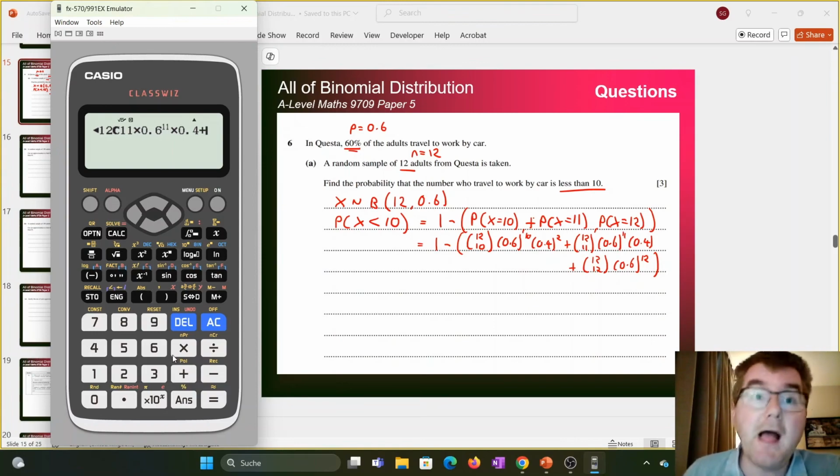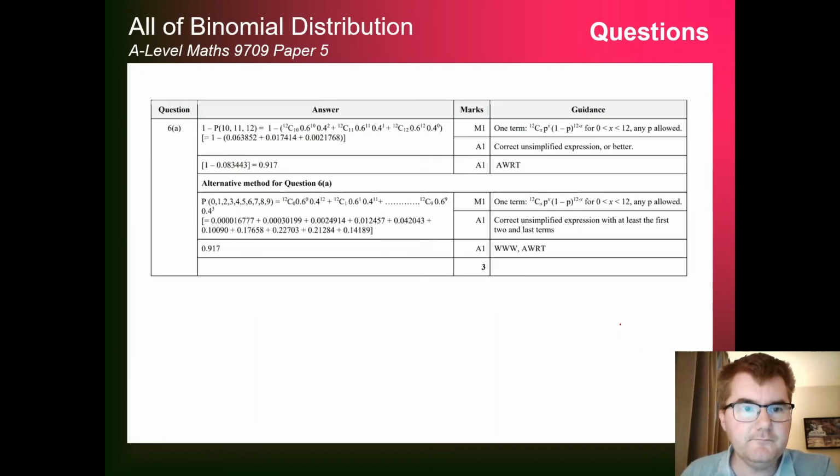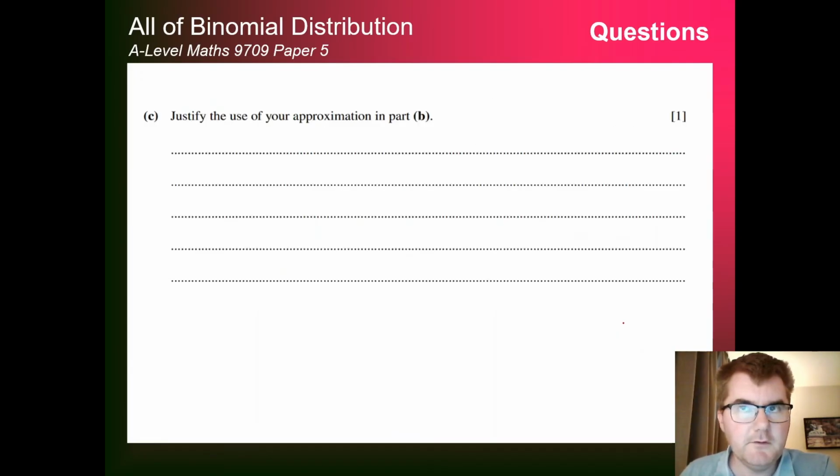12 choose 12 is 1, so I can just write 0.6 to the power of 12, close my bracket, and 0.9165. Good.